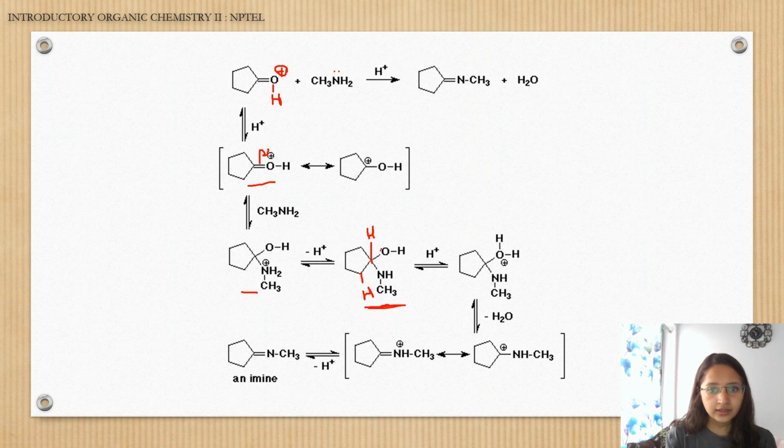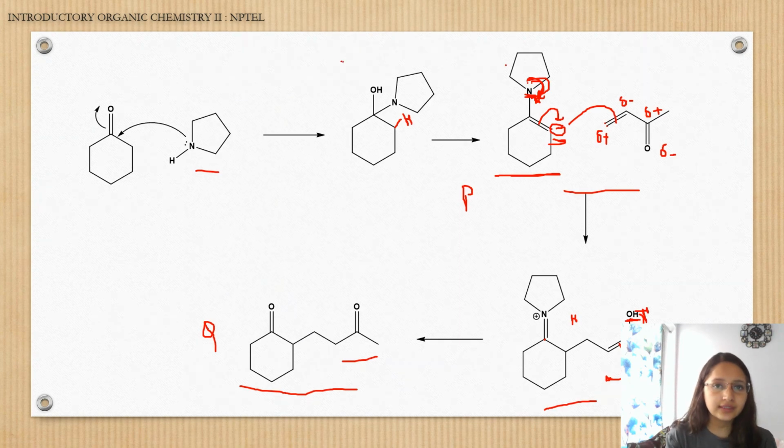Either this proton can leave out. So you can see that either this proton will leave out and OH will leave out, giving you a dehydration step like this, or after the conjugation with the enamine you can generate this and an imine gets generated. Okay, this is very much similar to this system.